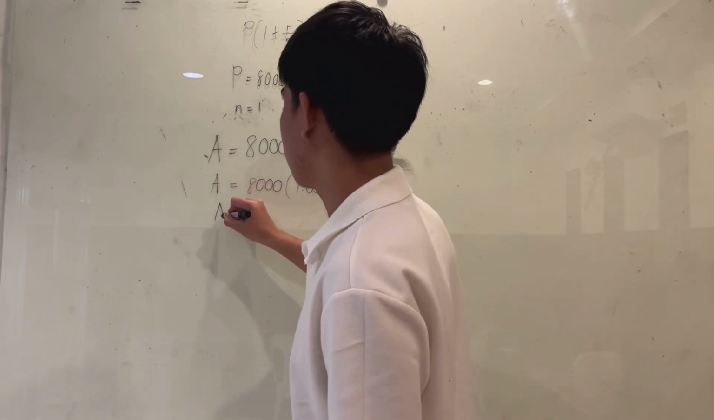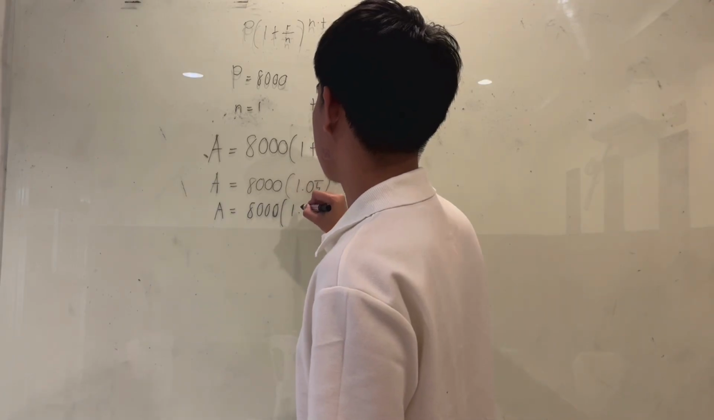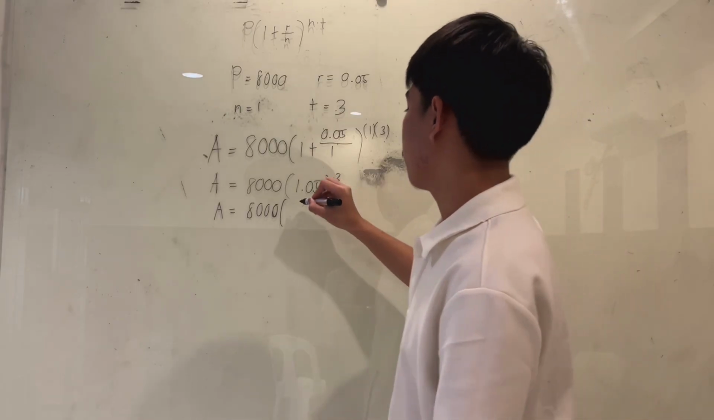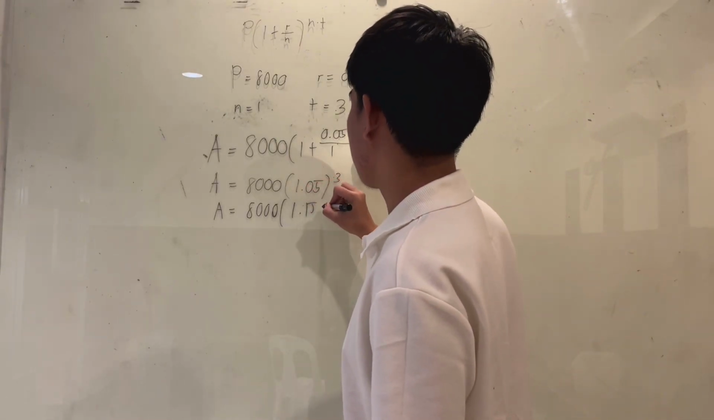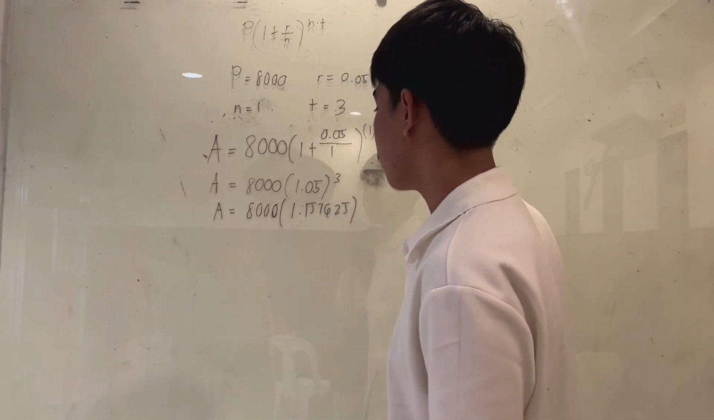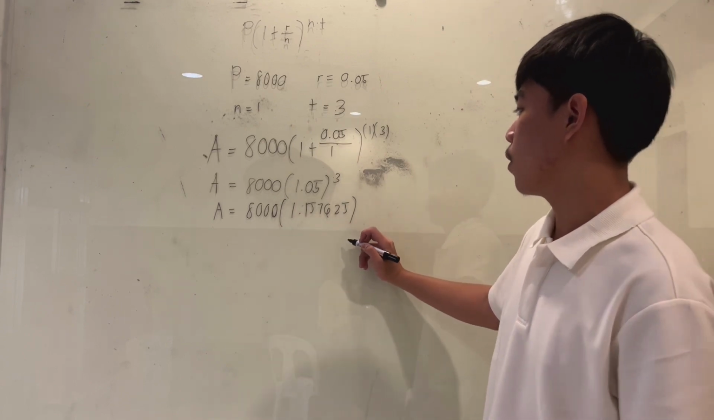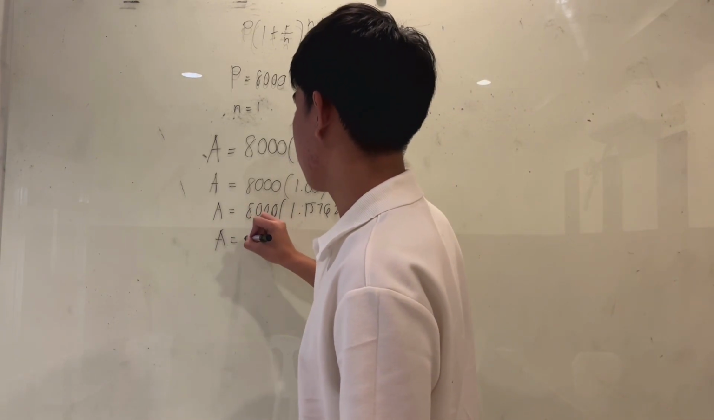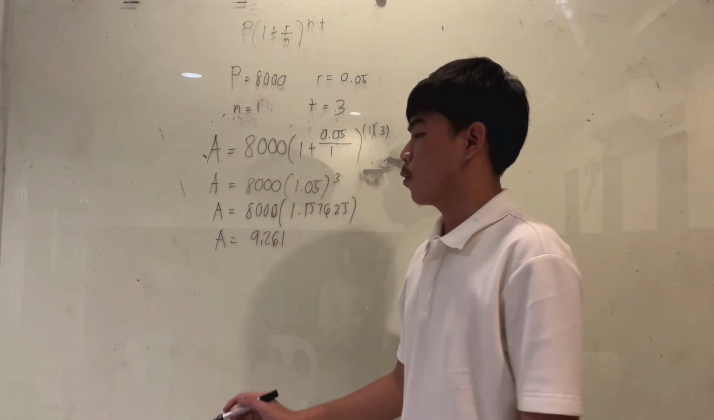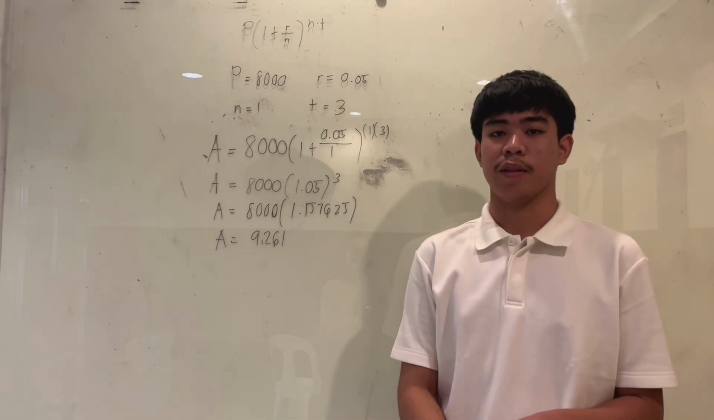Then moving forward, it was 8,000 times 1.05 cubed, which will be 1.157625. Then after that, 8,000 times 1.157625 will be 9,261. So in total, AJ will receive 9,261 after 3 years of investment.